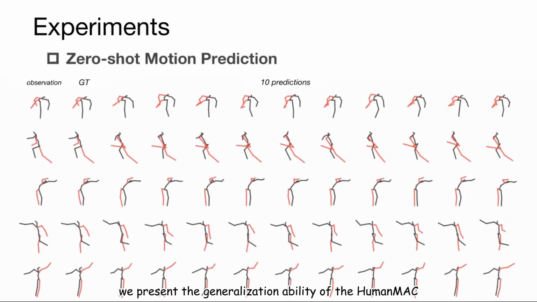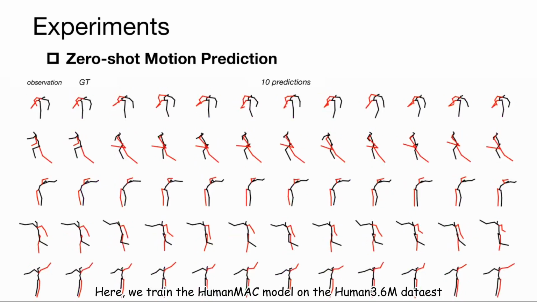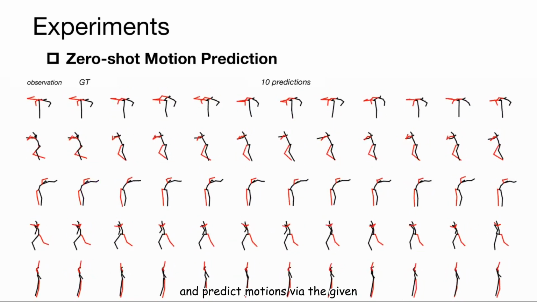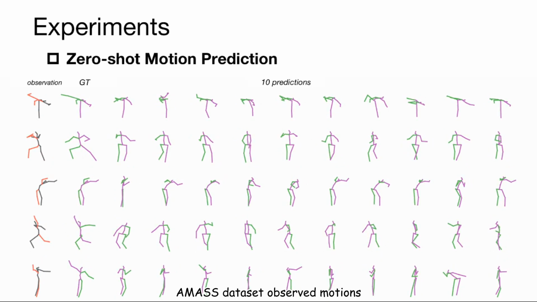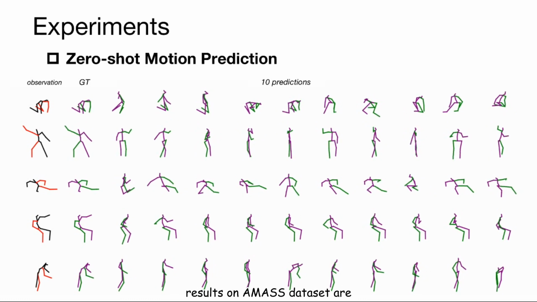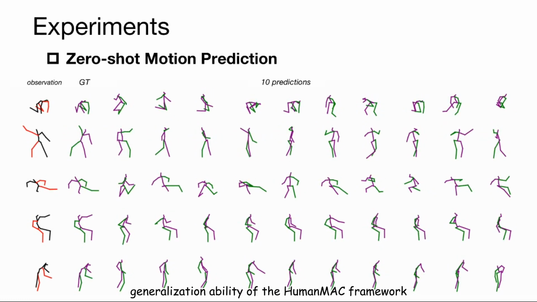We present the generalization ability of HumanMAC via zero-shot adaptation experiments. Here we train the HumanMAC model on the Human3.6M dataset and predict motions given AMASS dataset observed motions. Our zero-shot motion prediction results on the AMASS dataset are reasonable and diverse, which shows the good generalization ability of the HumanMAC framework.